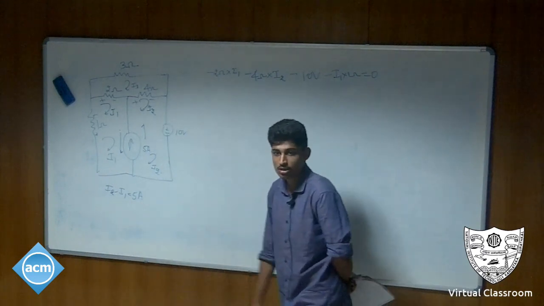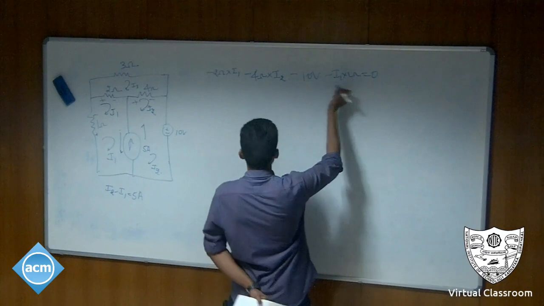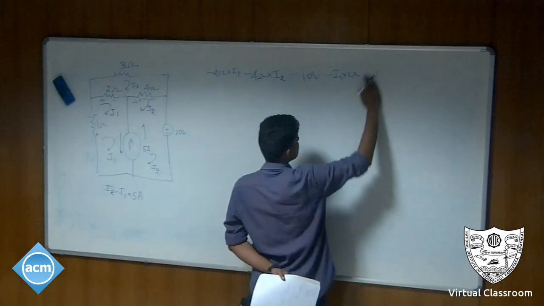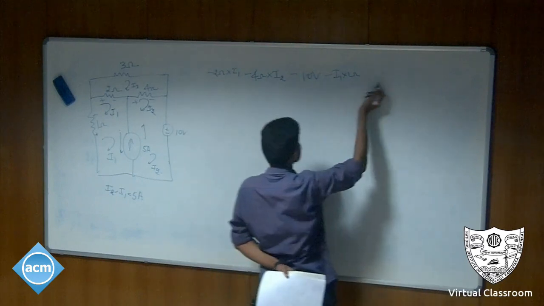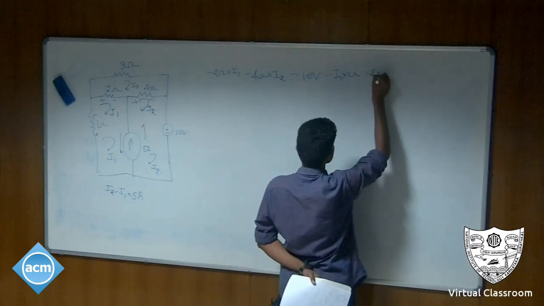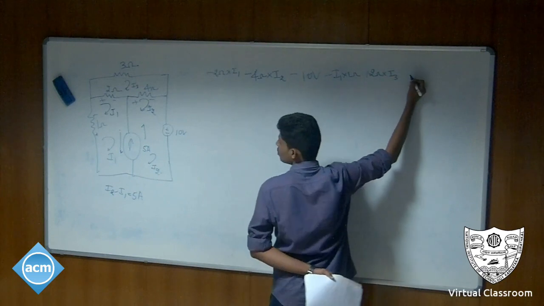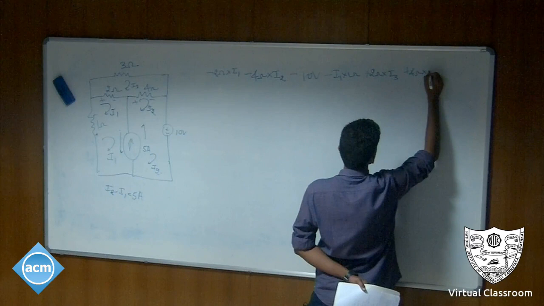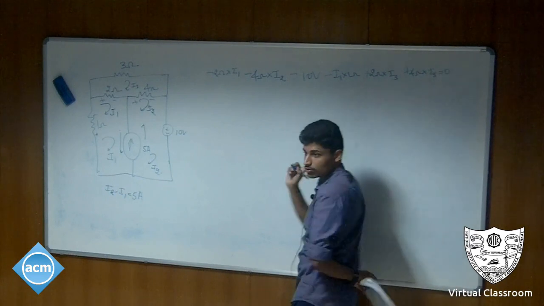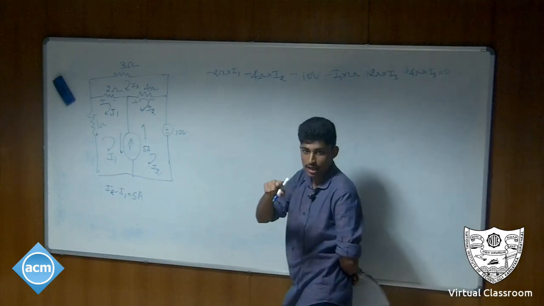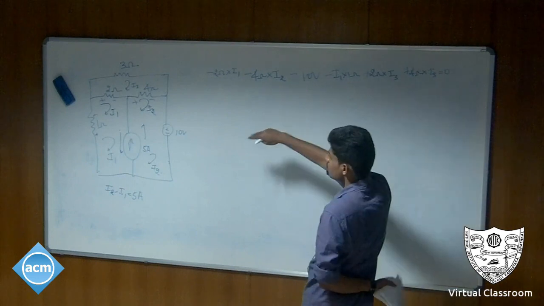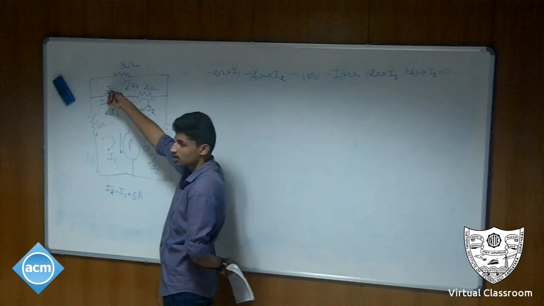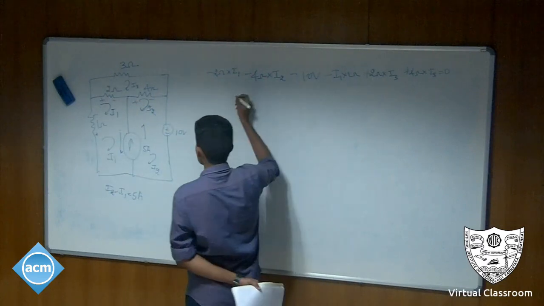So yes, this is plus minus, the first equation. Plus 2 ohm into I3, plus 4 ohm into... Is it correct now? Correct. Thank you. So this is my second equation, that is my first equation, and then you can apply it for this mesh as well. That is the normal equation.